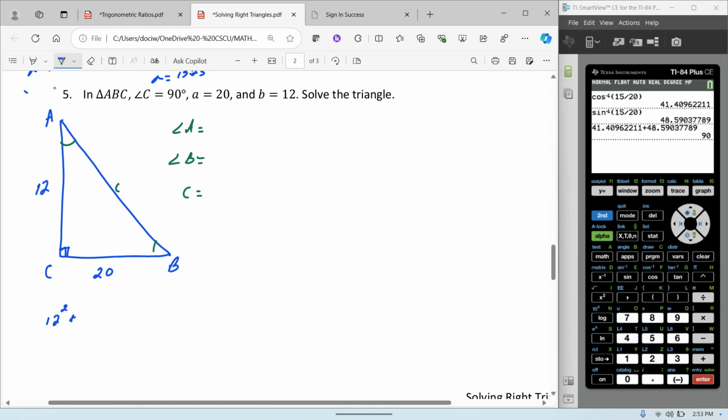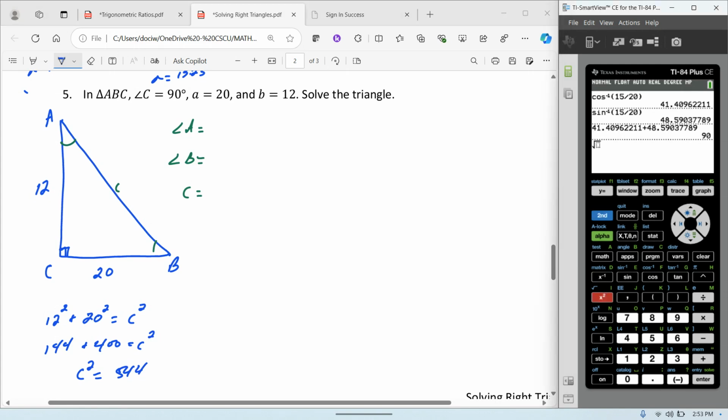12 squared plus 20 squared is equal to C squared. 12 squared is 144. 20 squared is 400. So C squared is equal to 544. That means that C is equal to the square root of 544, or 23.32. Okay. I think I mentioned earlier that I like to measure my sides to 2 decimal places. I measure my angles to 1 decimal place, which is the rule that I tend to go by.